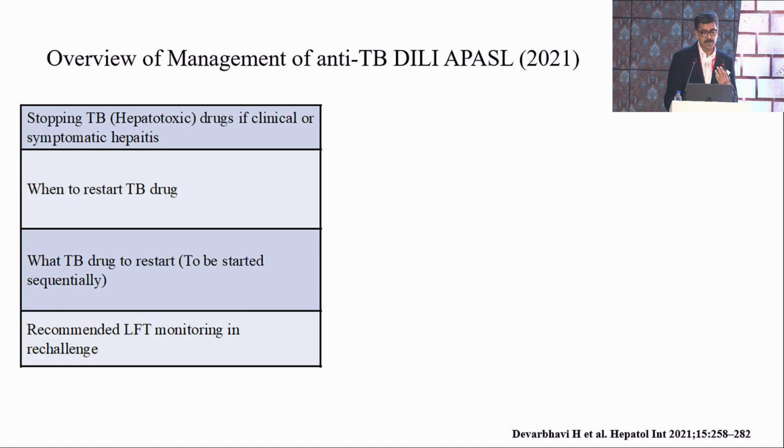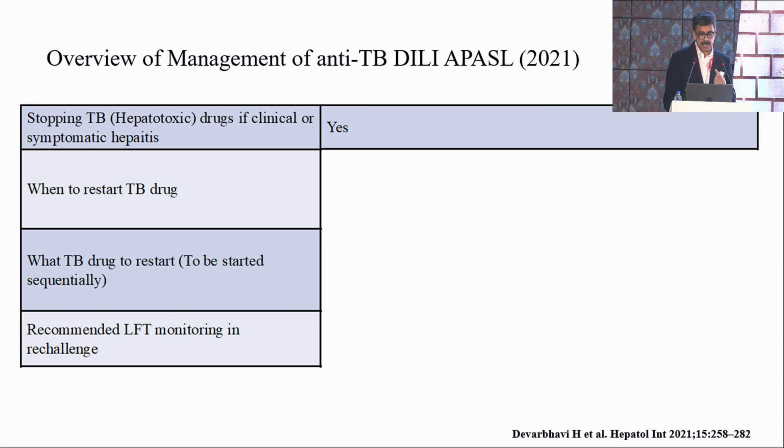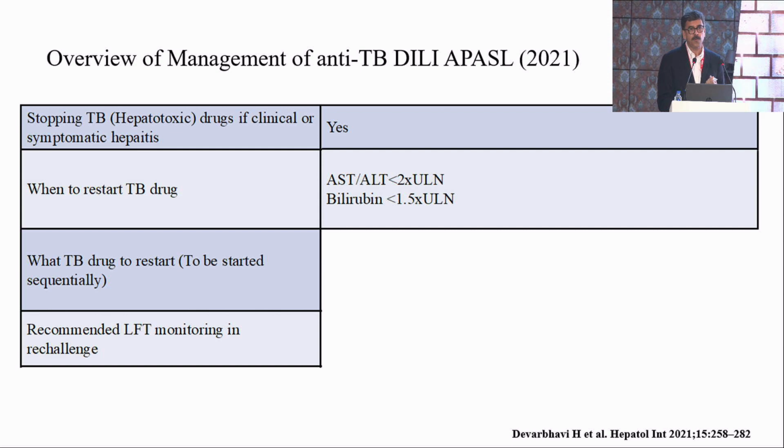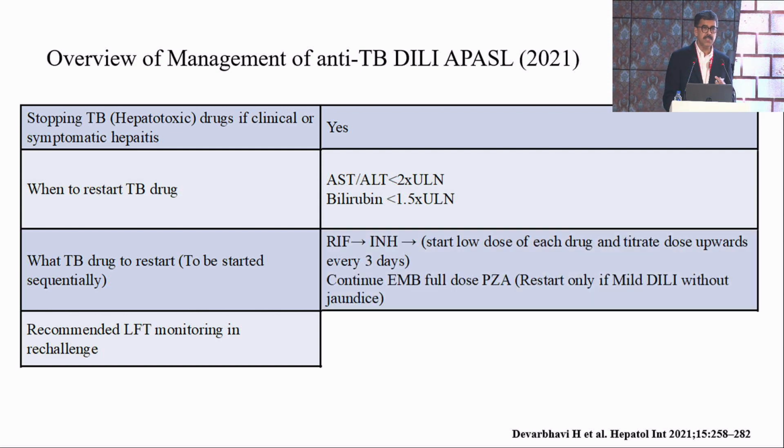Then what about management of these patients? Now, we need to stop the drug if there is clinical or symptomatic hepatitis. And when do we start the drug? Once the bilirubin is less than 1.5 and the AST, ALT less than 2 times normal. And how do we start? There are various modalities you can start. We generally, at least this recommendation is that we start sequentially and stagger the dose. Start with a small dose, go to a full dose, and then INH followed by rifampicin and then pyrazinamide. But those who have had severe liver injury, please try and avoid pyrazinamide.